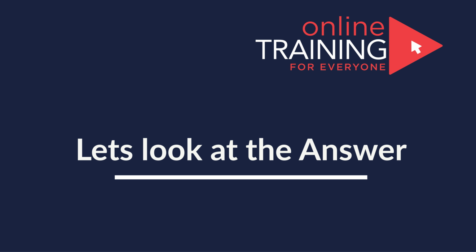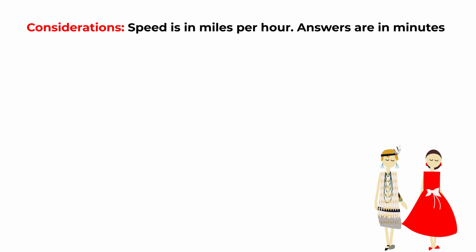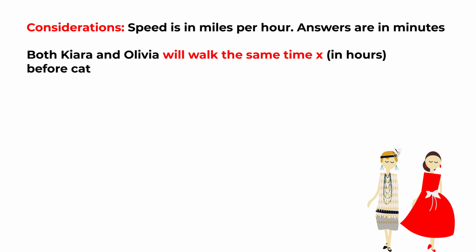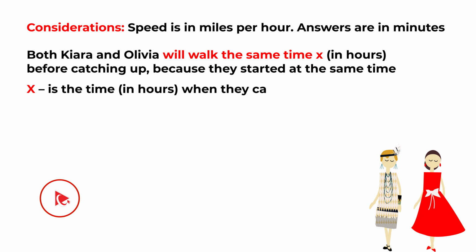One important consideration to help you solve this challenge is that the speed for both Kiara and Olivia is presented in miles per hour, but answers are in minutes. So at some point we would need to make a conversion. Another important point is that both Kiara and Olivia will walk the same time and we can put it as x in hours before catching up, because they started at the same time. In our solution, x will be the time in hours when they will catch up and meet.